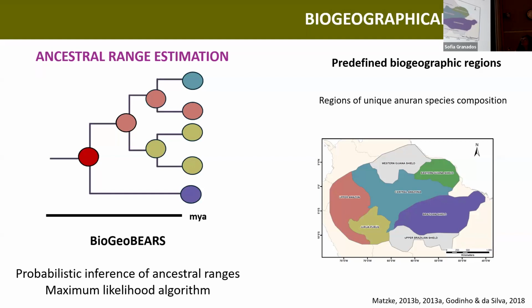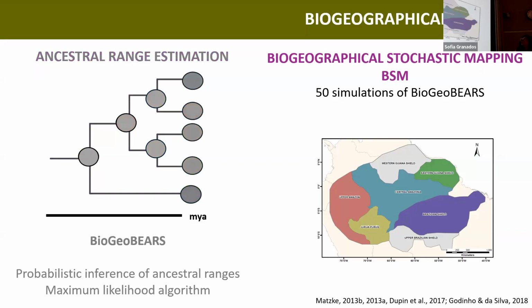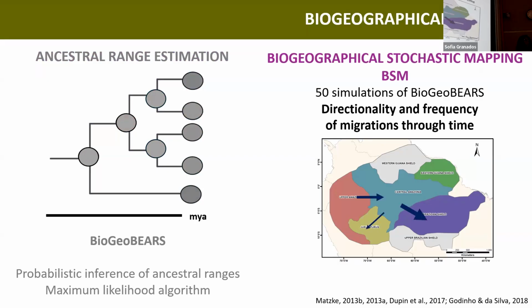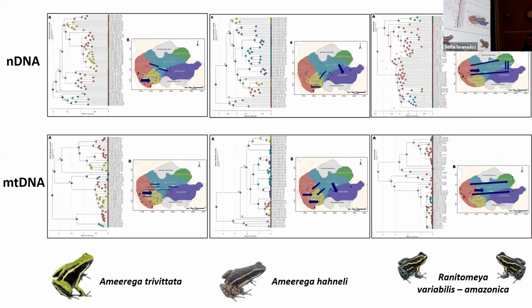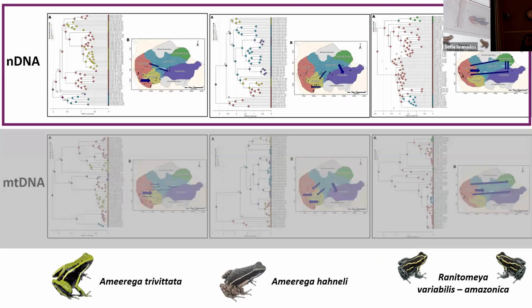And once I did this analysis, the next step was to run a biogeographical stochastic mapping, or BSM. What this analysis does is that it runs several simulations of these previous analyses. And then once you have a lot of simulations, you can estimate directionality and also frequency of migrations through time, and that helps you to understand the biogeographical histories. So I performed that analysis for all of my species and my datasets. However, today, because of time constraints, I'm just going to be talking about the nuclear DNA.